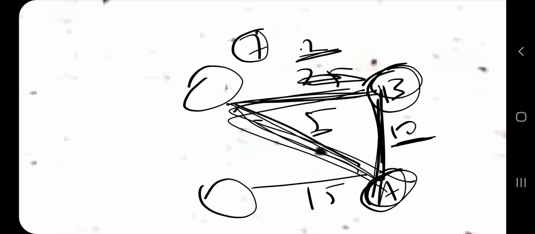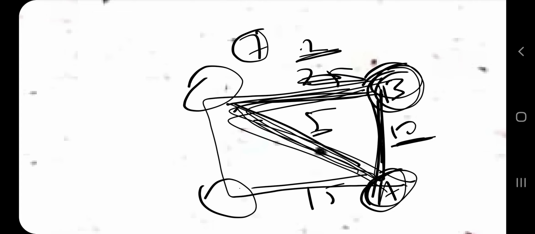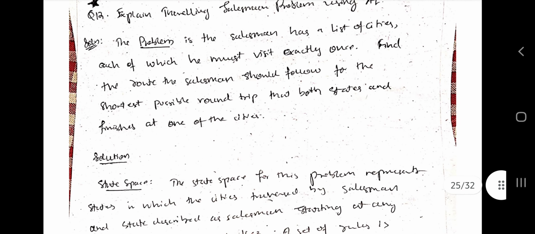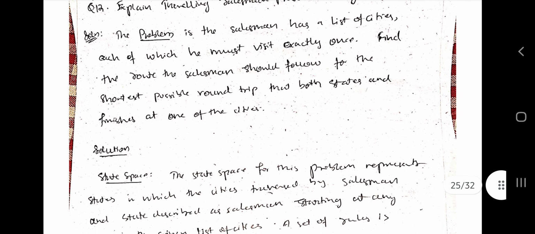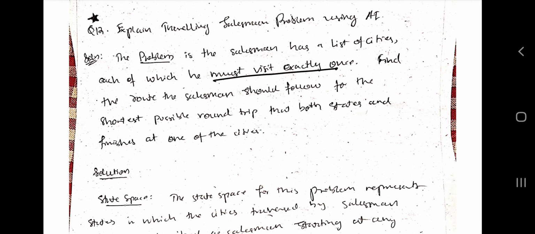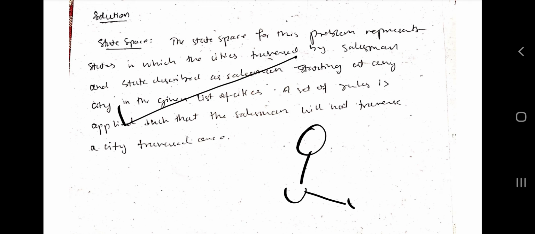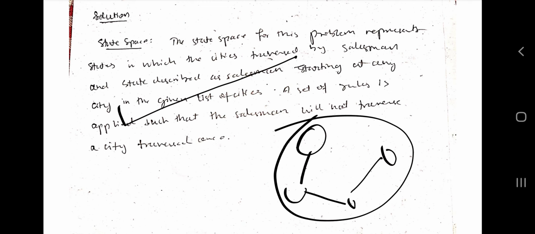But it's not just about reaching the final city, you have to travel all the cities. So I didn't draw properly. You have to travel all the cities and reach the final state. That's what the traveling salesman problem is. The problem is given here, you can go through it. It also should visit every city exactly once. Okay, then what is the solution? The state space is given. It is just showing the path, from which path you can go to all those positions.